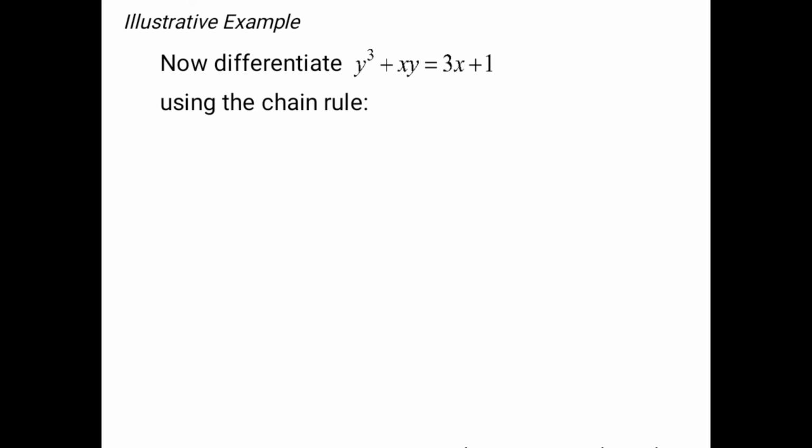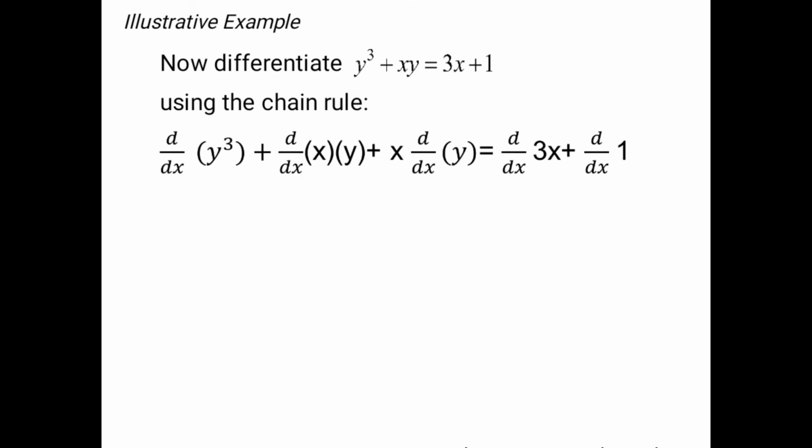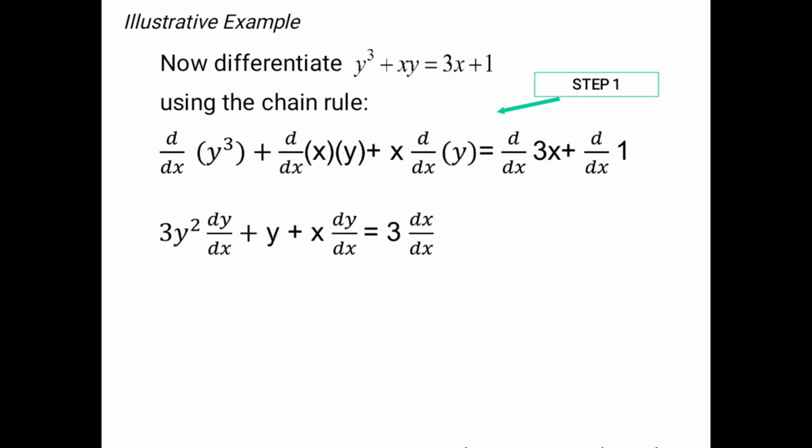Now we are going to differentiate y³ plus xy is equal to 3x plus 1. So using the chain rule, first of course we're going to get the derivative of each of those terms. Step 1 is we need to differentiate both sides of the equation with respect to x, and it will look like this. On the first term, the derivative of y³ is 3y squared, and we put dy over dx to indicate that we differentiate this term in terms of x.